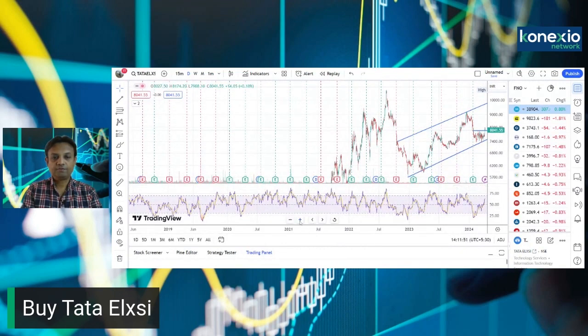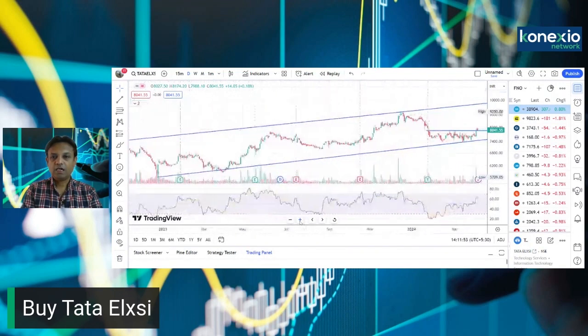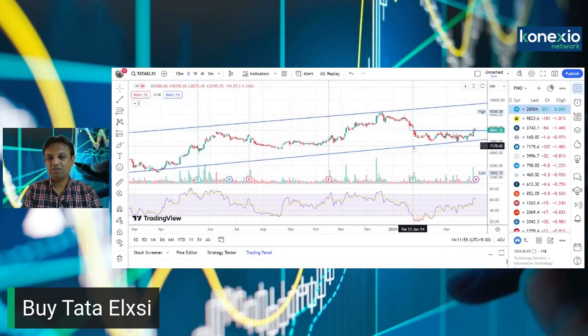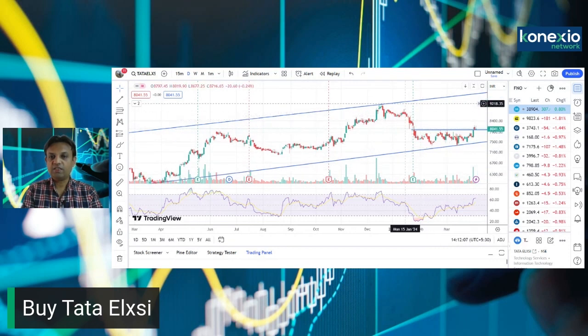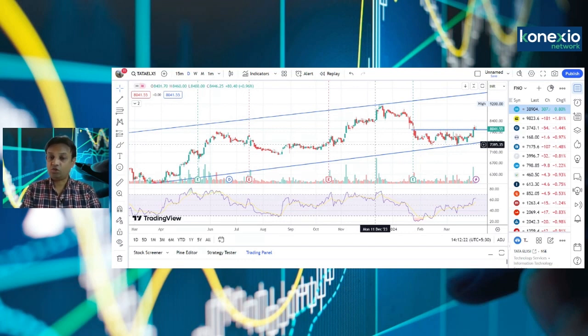And after a consolidation of more than 1 month, it has given a breakout supported with strong volumes. It has just closed above this particular breakout. You can clearly see the upward resistance of this stock is around 9,200. Currently, the stock is quoting around 8,041. You can see the price volume action is also positive. Indicators are also positive. RSI is showing a strong positive divergence.